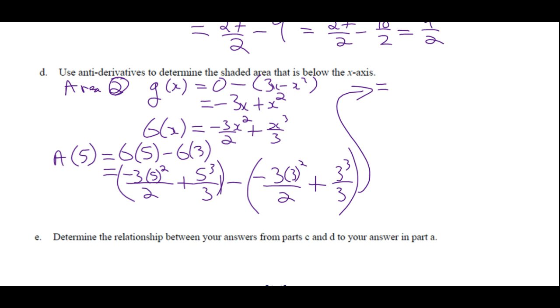All right, so we get negative 75 over 2 plus 125 over 3. All right, what do we get here? Negative 27 over 2, we're going minus negative 27 over 2, so that's going to be plus 27 over 2. And we got 9, right? 27 over 3. So minus 9.